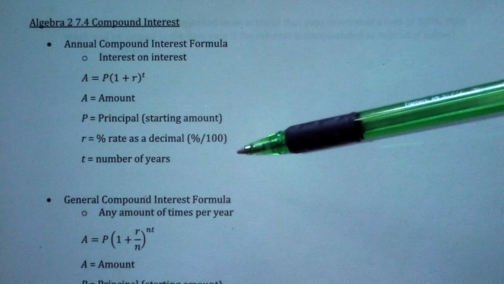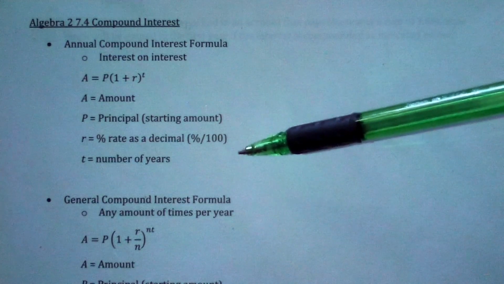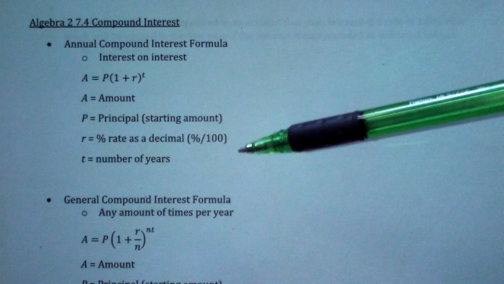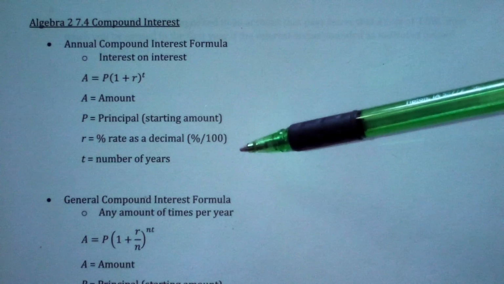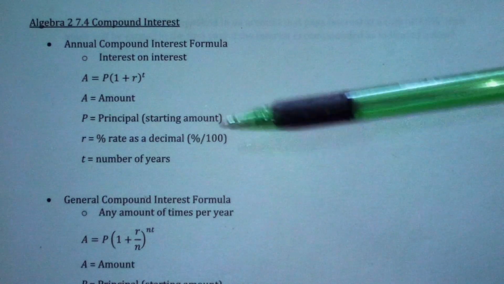Like I said, this other formula here is very similar. The only difference is you're taking your interest rate and dividing it by the N, and then you're also taking your time in years and multiplying that by N. The N is the number of times it happens per year.